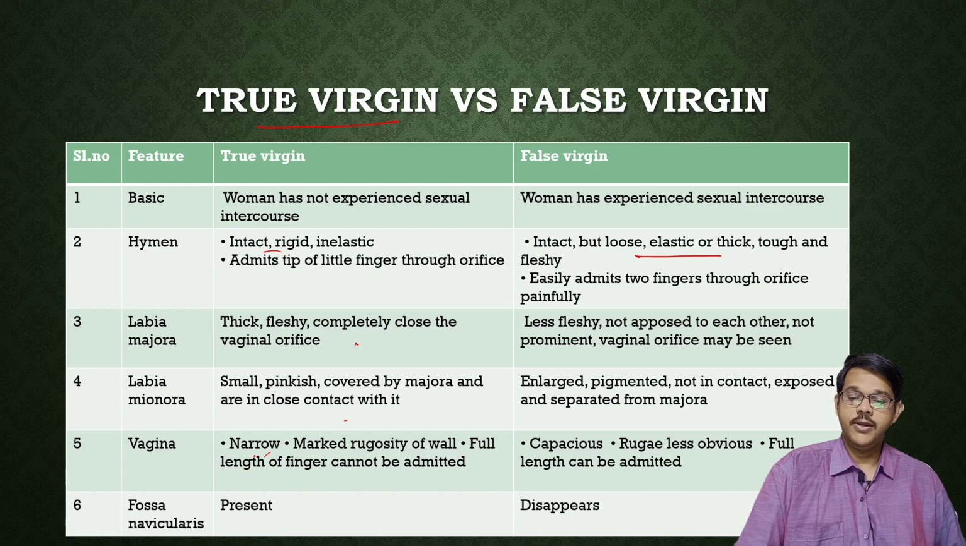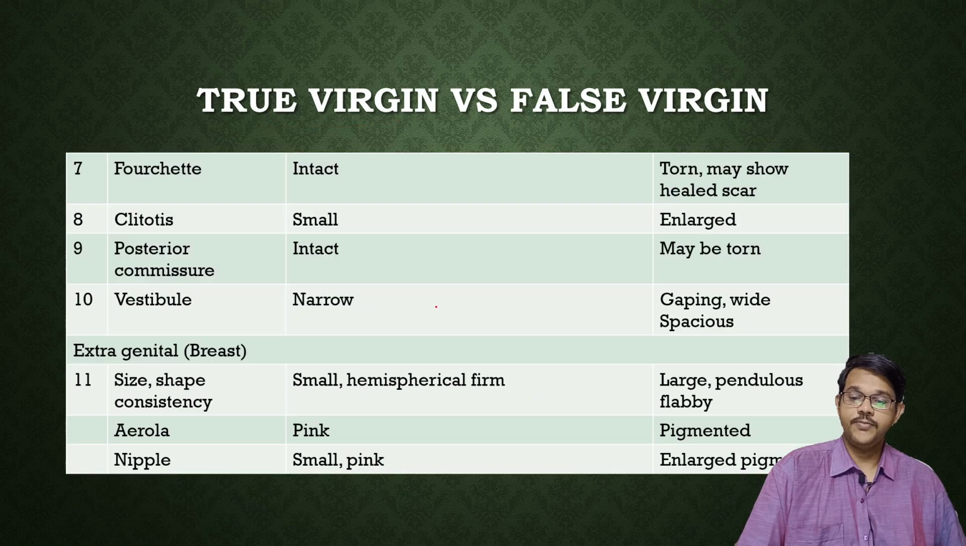The vagina is narrow, with marked rugosity of the wall present. In a true virgin, only a finger tip can be admitted, but in a false virgin the vagina is capacious, rugae are less obvious, and the full length can be admitted. The fossa navicularis, which is present between the fourchette and the vestibule, is a depression that can be seen in a true virgin. It disappears in the false virgin. The fourchette is intact, but it becomes torn or may show a negligible scar.